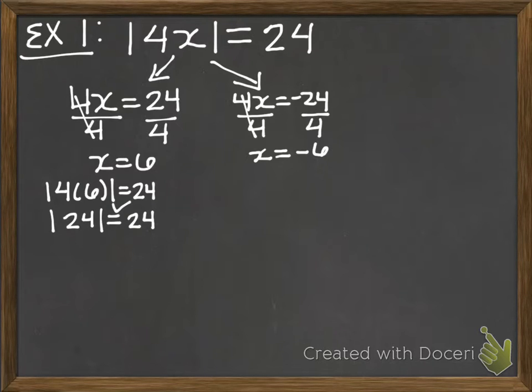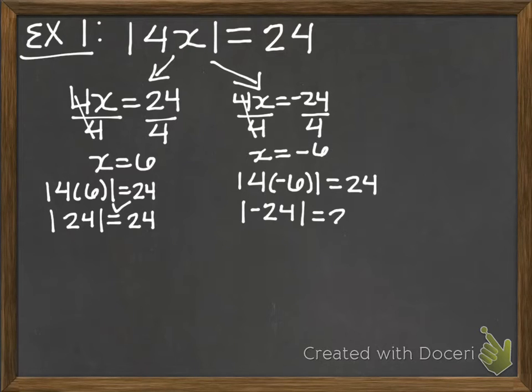Now our other solution was that x was negative 6. So the absolute value of 4 times negative 6, we want to see if that is also equal to positive 24. Well, 4 times negative 6 is just negative 24, and we know the absolute value of negative 24 is also going to be positive 24, since negative 24 is 24 units from the origin.